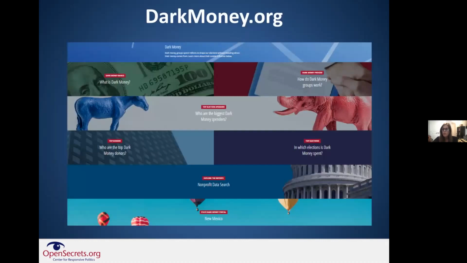We have a part of our website, since I don't think I'm going to get through everything, called darkmoney.org that really goes through all of the basics of dark money. If you want to read up more, it goes through the biggest spenders, how everything works, and hopefully I'll be able to go through some of that right now.